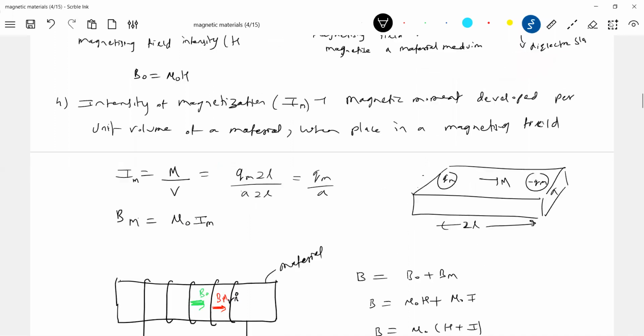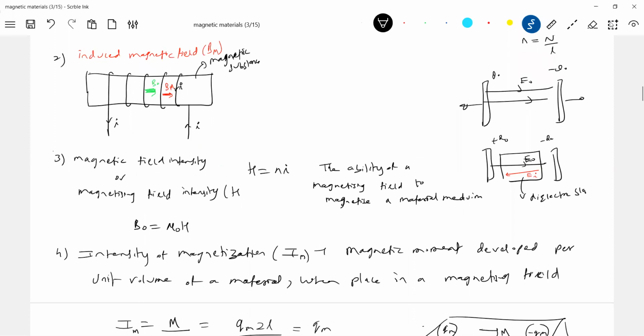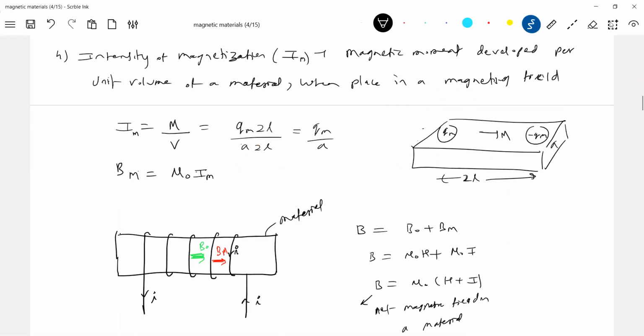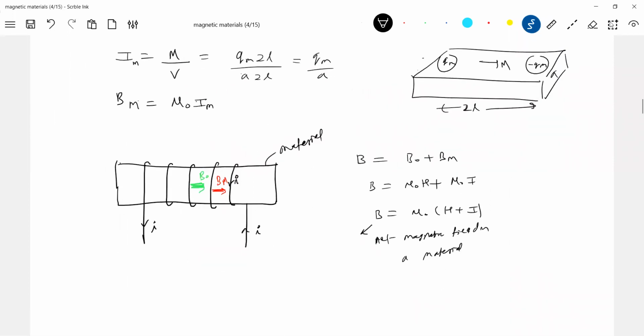So I go back to see. Don't get confused here. What is the net field? We write B naught minus Bm, no? So then why don't you write B naught plus Bm? If Bm is opposite to B naught, I'll write B naught minus Bm. If Bm is induced magnetic field in the direction of the external field, I'll write B naught plus Bm. So it can be plus or minus. It all depends on the material. I just picked a material where the induced magnetic field will be in the direction of the external field. Let's not bother ourselves much here. It can be plus or minus, no doubt.